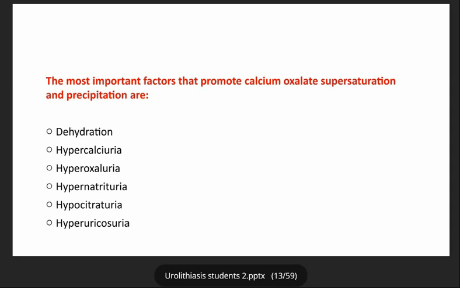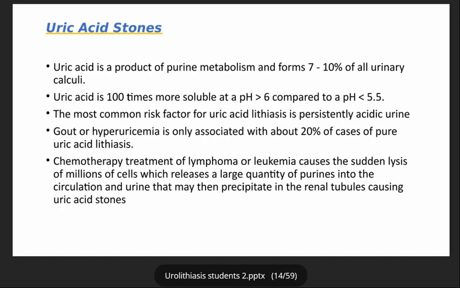So this is important to know. Citrate is a very important inhibitor in the urine. So you need citrate in the urine. That's why I will talk in the treatment part about the importance of giving the patient citrate or asking the patient to drink lemonade or orange juice because it's rich in citrate, so it can prevent stone formation.